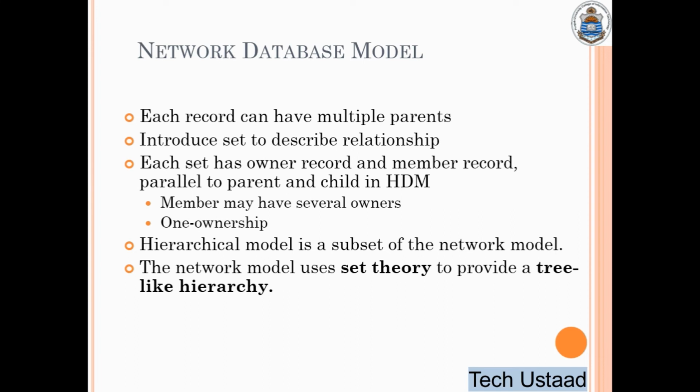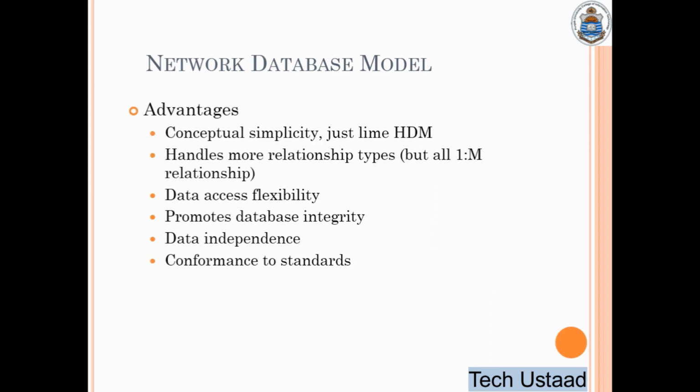In this model, each record can have multiple parents. We need to introduce a set to describe the relationship. Each set has an owner record and a member record. This concept is parallel to parent and child in the hierarchical database model. A member may have several owners. The hierarchical model is a subset of the network model. The network model uses set theory to provide a tree-like hierarchy.